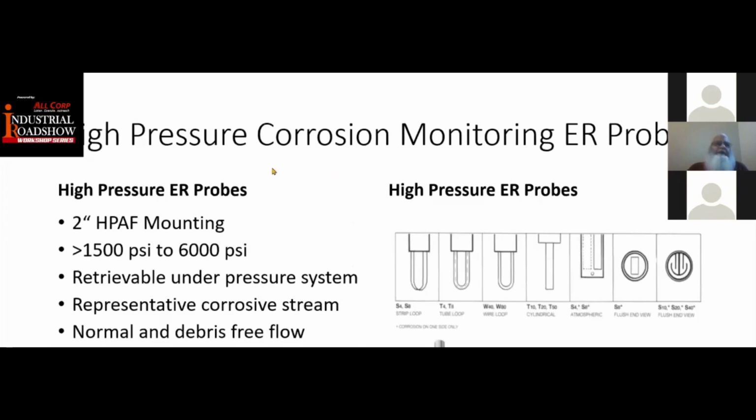These are the actual high pressure corrosion monitor ER probes. They have different shapes. Depending upon the rate of corrosion of the system, you can select the right high pressure ER probes which can meet your requirements and the anticipated corrosion rate. They come in pressure ratings of more than 1,500 psi to 6,000 psi.